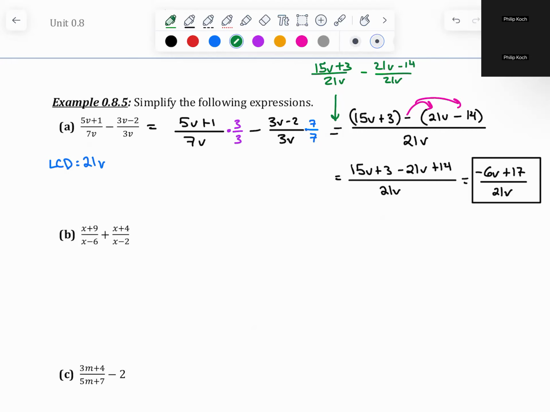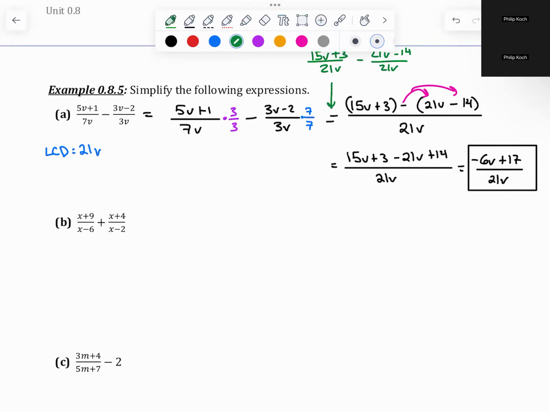But anyways, this one, the denominators are already factored. Good. We don't have to worry about factoring at all. So we will now figure out what the LCD is. What's the LCD here? Not 6, but x minus 6, because that's one of the factors. And the other factor that's present is an x minus 2.